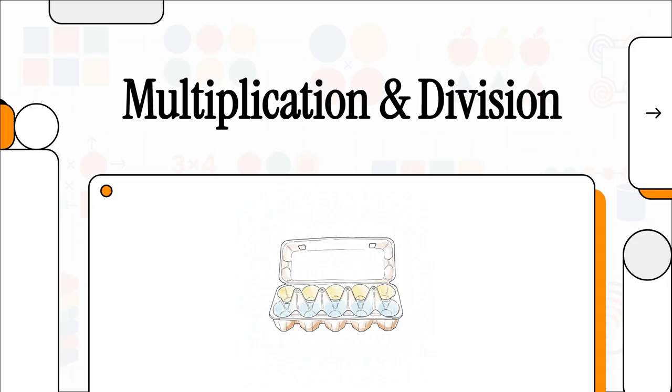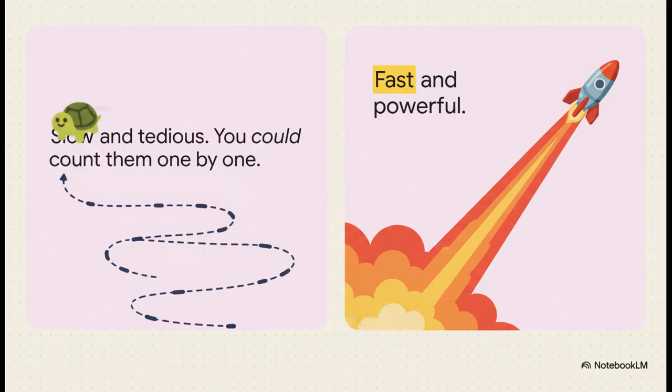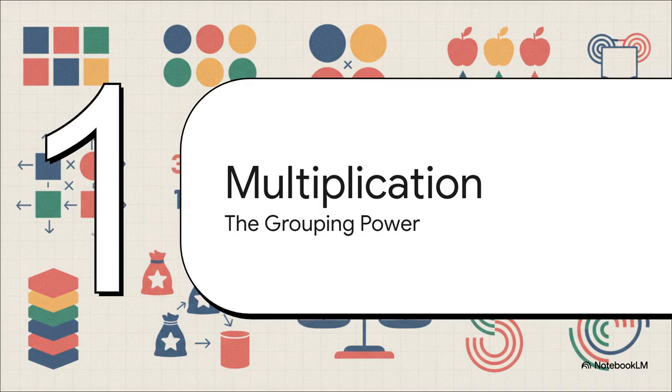Let's get to it. You know that feeling, right? You've got a giant pile of Legos, or maybe you're trying to figure out how to split a bag of candy perfectly so nobody feels left out. These are exactly the kinds of puzzles that multiplication and division were made for. I mean, sure, you could count everything one by one by one, but seriously, who has time for that? Multiplication and division are the ultimate shortcuts. They're the pro move for handling numbers, turning something that's super slow and boring into something fast, smart, and honestly, kind of powerful. So, let's grab our first superpower: multiplication.